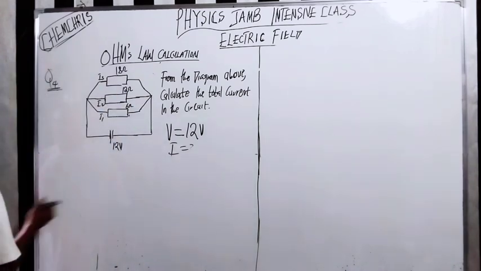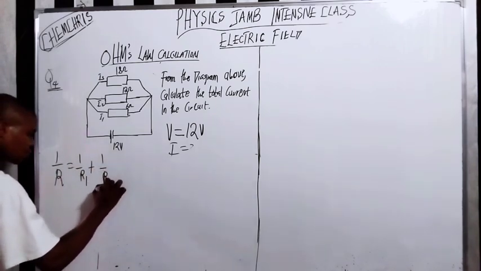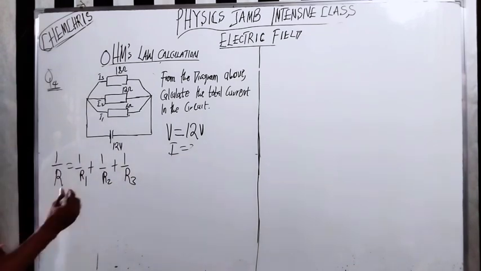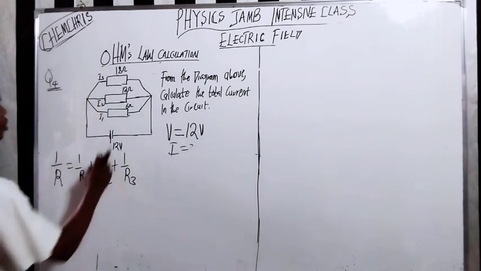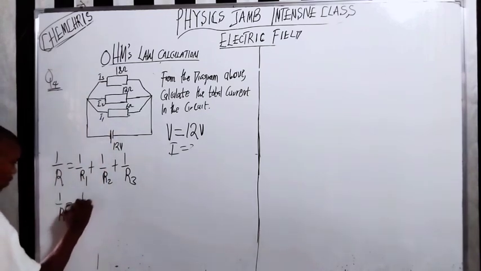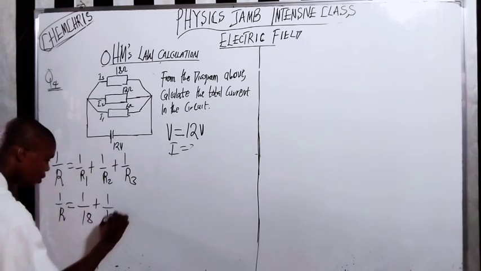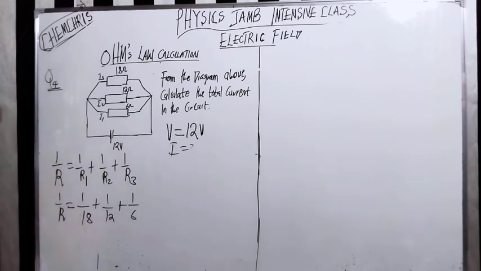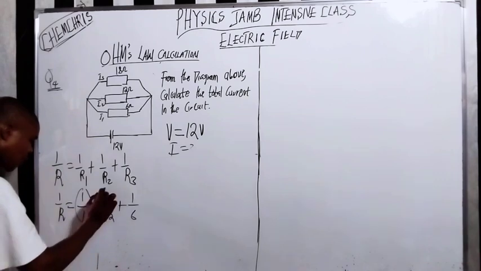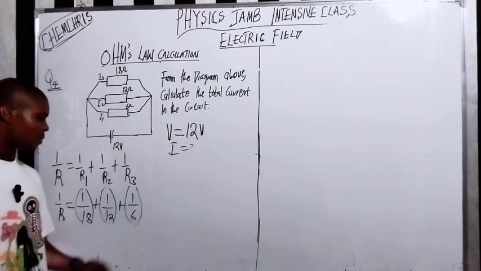Remember, in a parallel connection, 1 over R equals 1 over R1 plus 1 over R2 plus 1 over R3. It's okay. So what I'm going to do here is this. My R1 is going to be 18, my R2 is going to be 12, and my R3 is going to be 6. So I'm going to have 1 over R equals 1 over 18 plus 1 over 12 plus 1 over 6. Now, if I don't want to do LCM here, I can do the calculation one by one and sum them together.